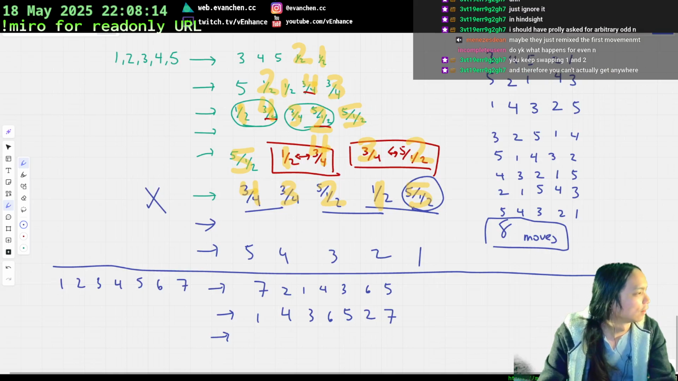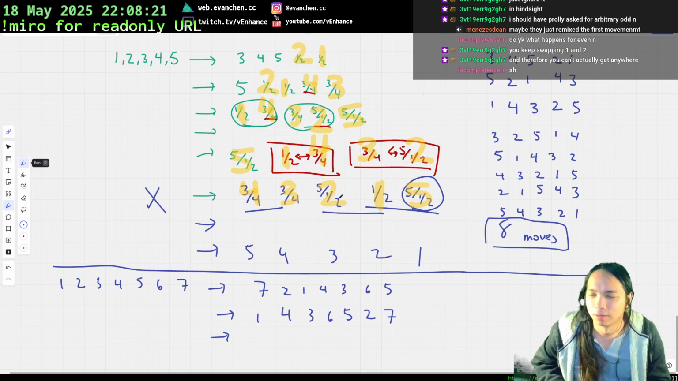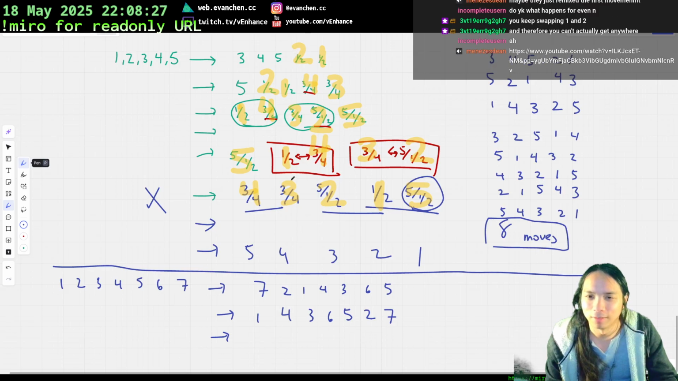Okay. You keep swapping 1 and 2, and therefore you can't actually get anywhere. Wait, what? Wait, is this not the unique way to get 5, 4, 3, 2, 1 in 8 moves? I thought I checked enough cases that I was able to prove this was optimal.